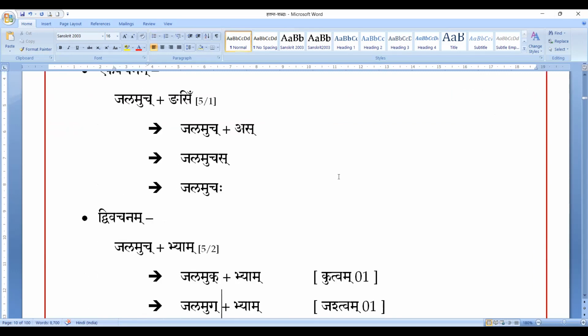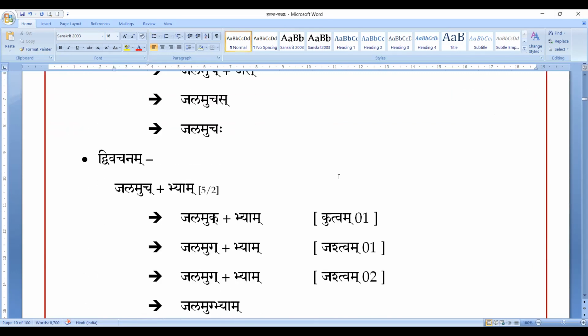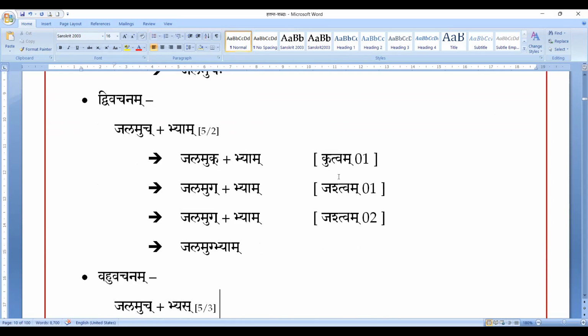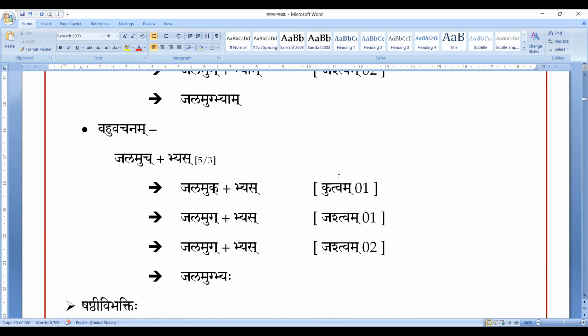Then Panchami Dvivachanam. Jalamuch plus Bhyam, Jalamugbhyam. Same. Then Panchami Bahuvachanam, Jalamuch plus Bhyas. Same. Jalamugbhyah. Kutvam, Jashtva number 2. Jashtva number 1 and then followed by Jashtva number 2.